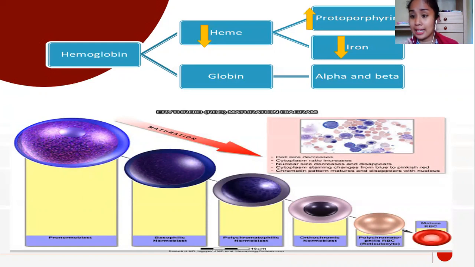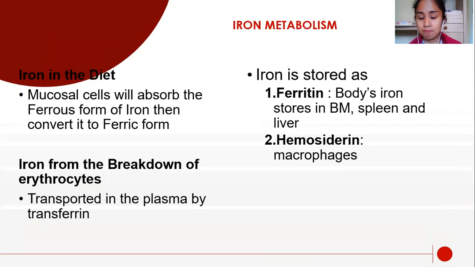Kaya lumiliit siya lalo, because there is no iron to be found. And class, bakit? That's why it's microcytic. It keeps on dividing because there is no iron to attach to protoporphyrin. And class, there is decreased hemoglobin because there is decreased heme. Iron is an important precursor to create hemoglobin.